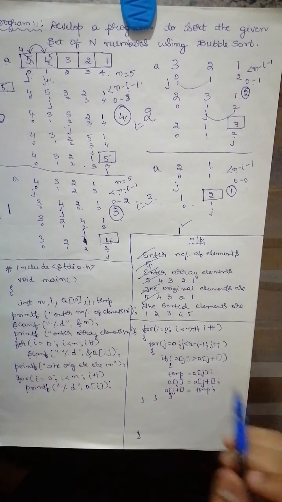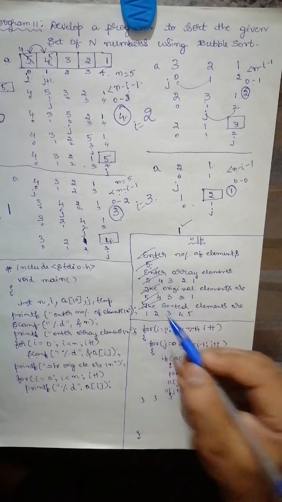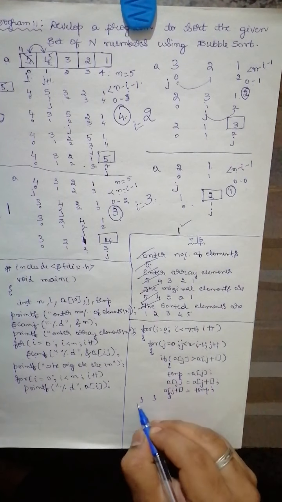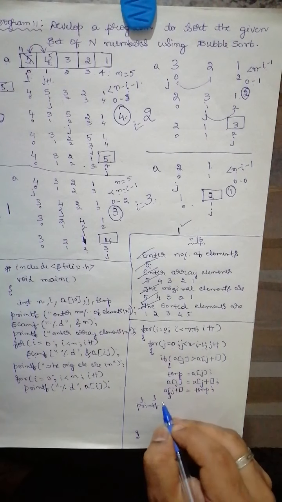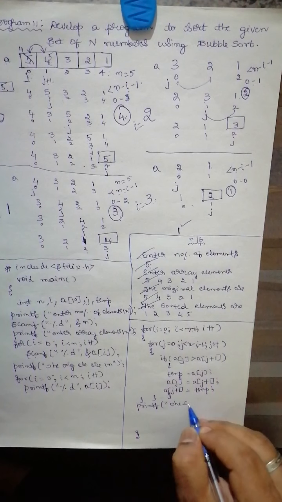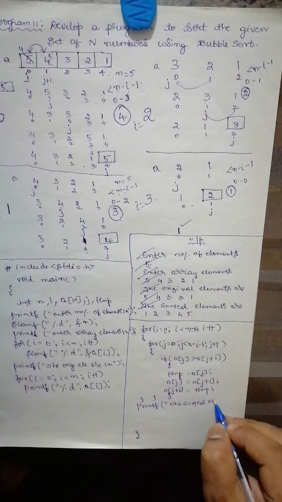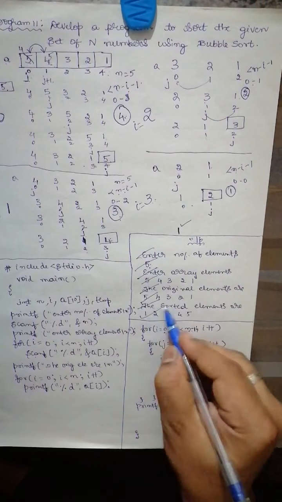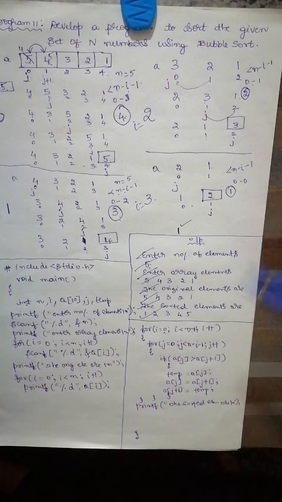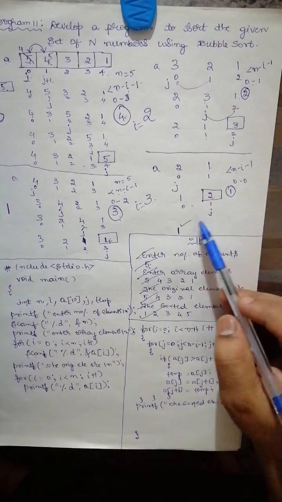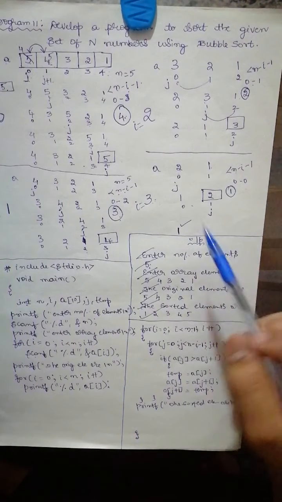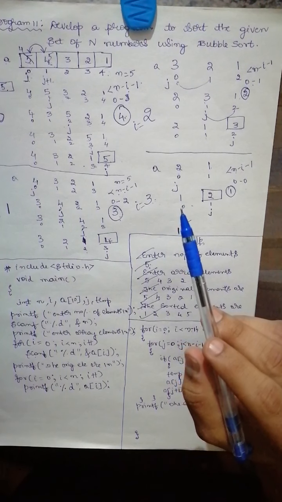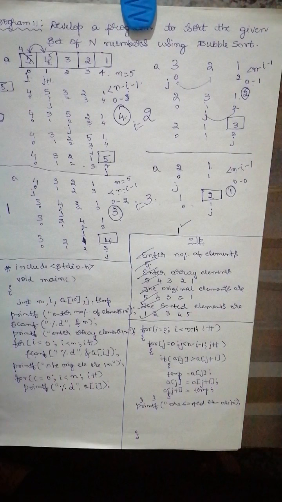How to display these elements? Notice the output. Before I display the elements, I should display this message. What is that message? Printf: the sorted elements are \n. I need to display more than one element. By the time I come out of both for loops, the elements would be sorted. So at the 0th index, I will have the smallest element, at index one the next element, and in the last index the largest element would be present.